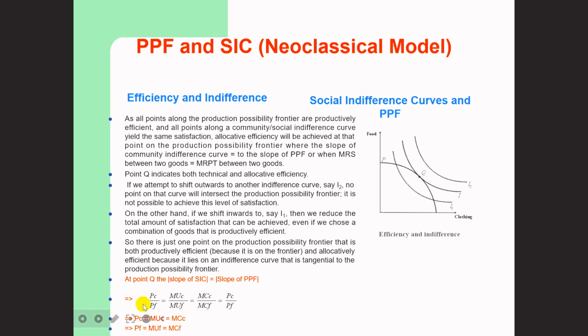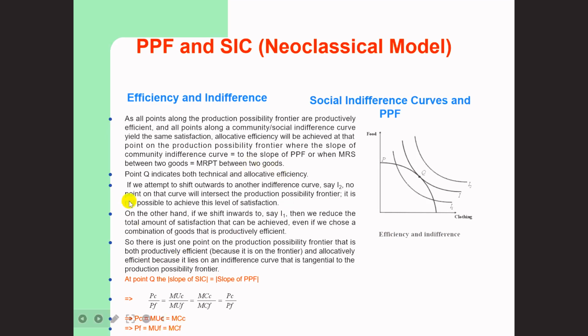And it implies, we can write this, that price of clothing is equal to marginal utility of clothing, and that in turn is equal to the marginal cost of clothing. Similarly, price of food is also equal to the marginal utility of food, and that in turn is equal to marginal cost of food. So both the demand and supply sides are equal to each other.